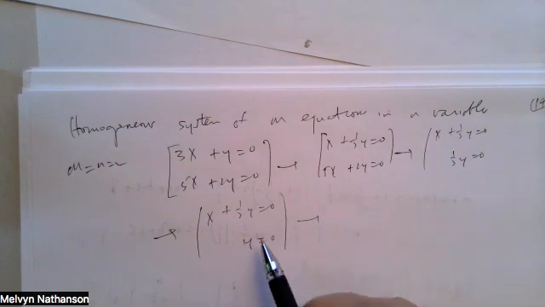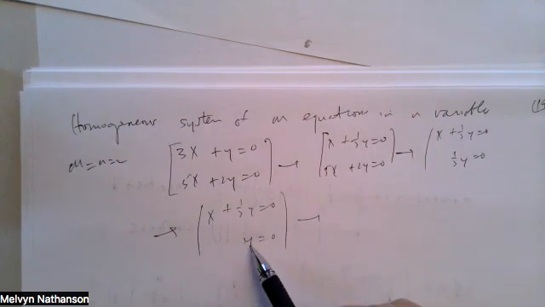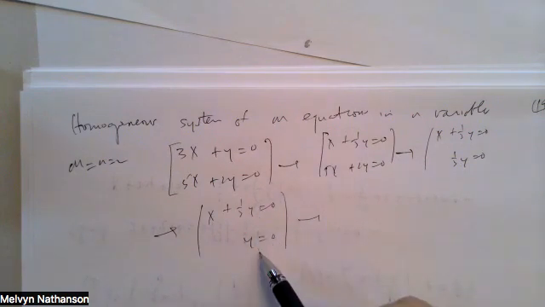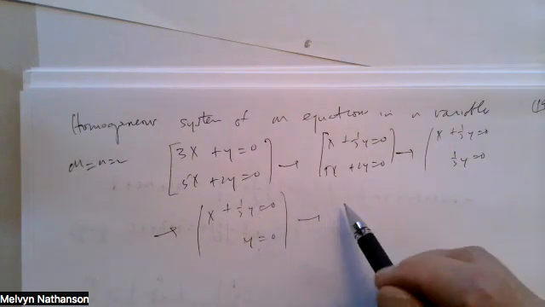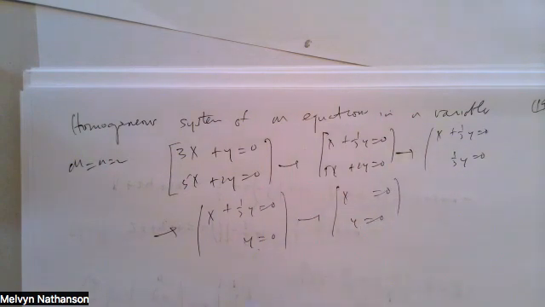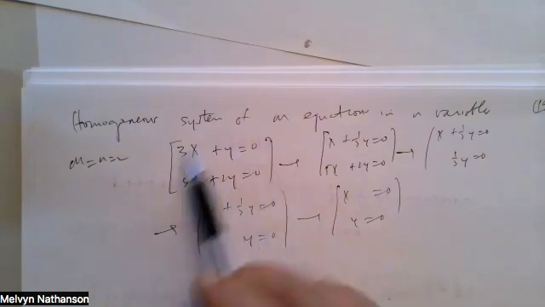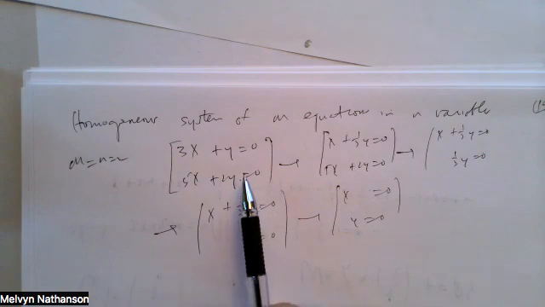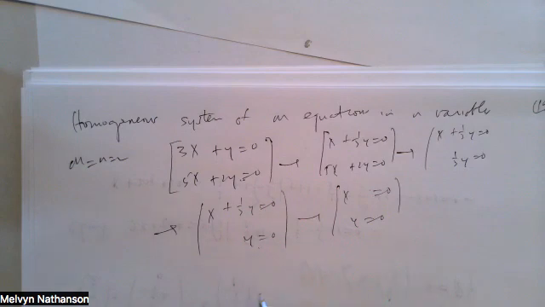And then I add minus a third times the second row to the first row, or I take the first equation minus a third times the second equation. I get x equals 0, y equals 0, which says the only solution of this system of equations is x equals y equals 0. So this system of equations has exactly one solution, the zero solution, or you might call it the trivial solution.